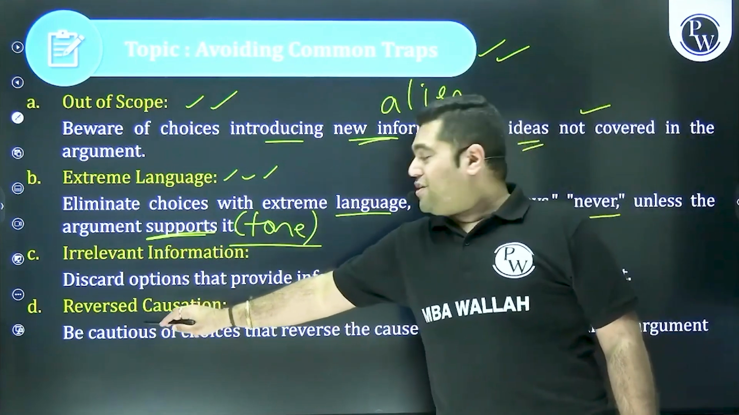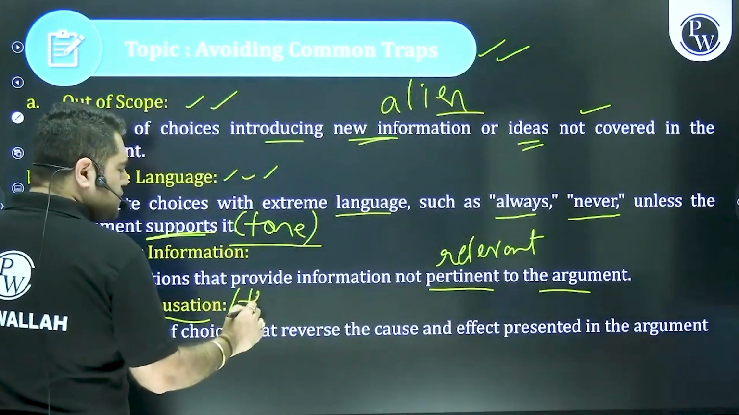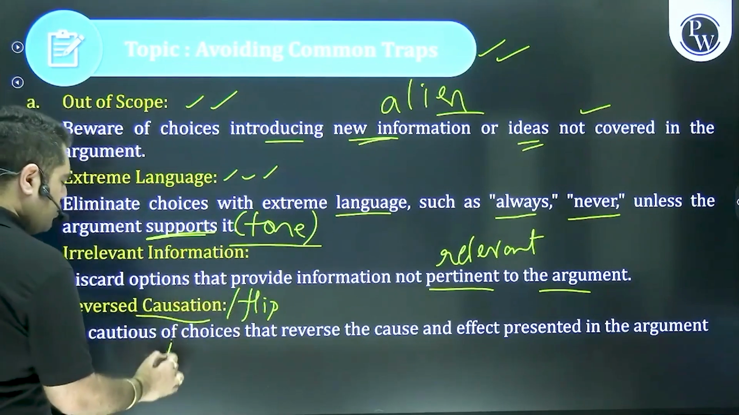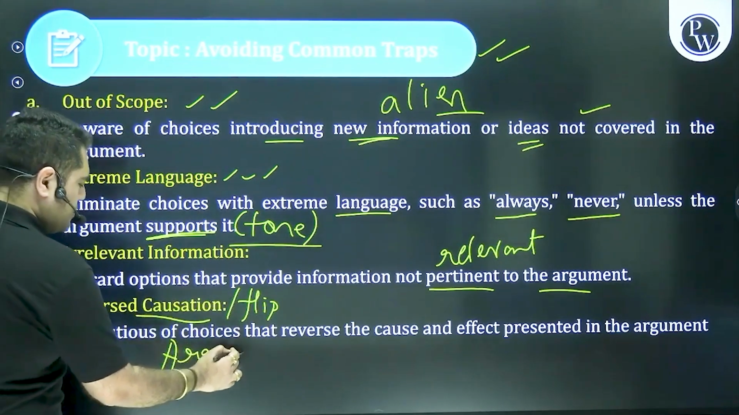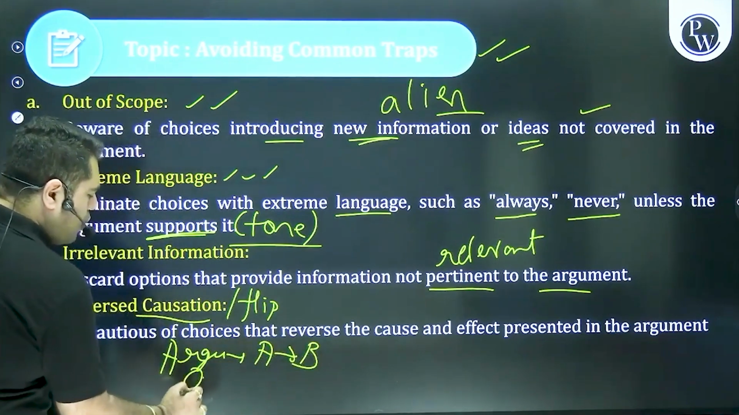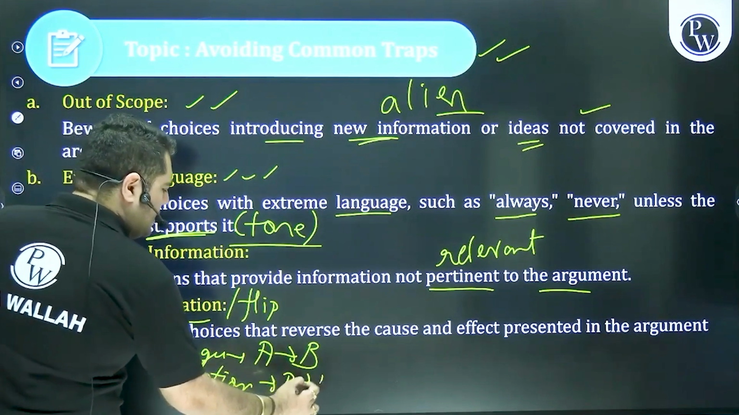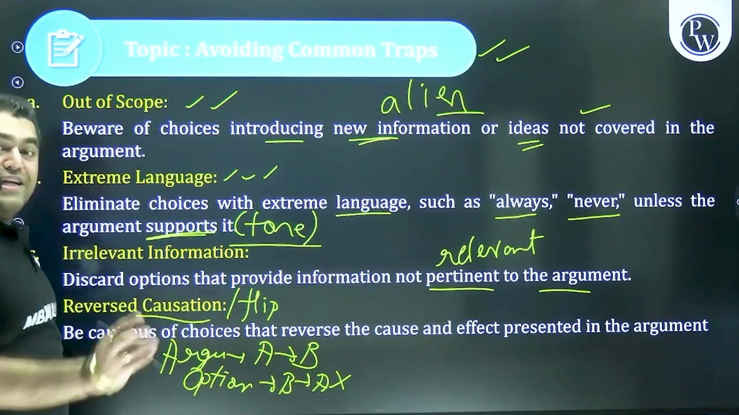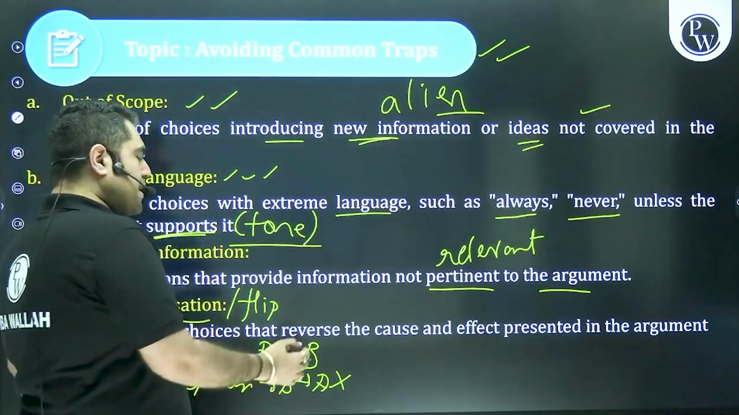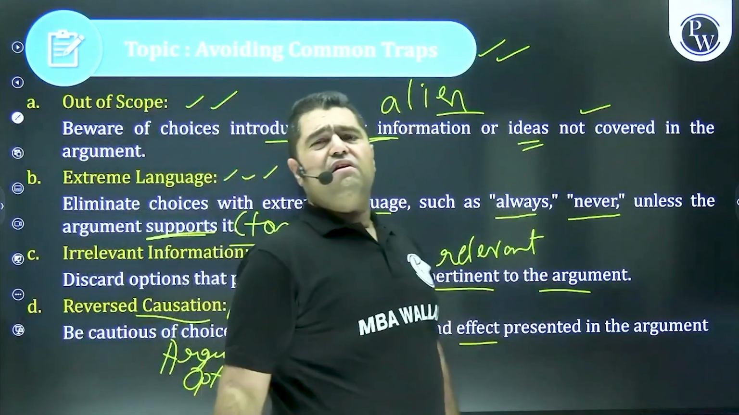Reversed causation. I love this. Let's make it easy. Reversed causation also means flipping the argument. The argument will basically show you something like A leads to B. The wrong option will show you that B leads to A. Wrong. That's called reversed causation. Flipping. Any choices that reverse the cause and the effect presented, reject straight away.